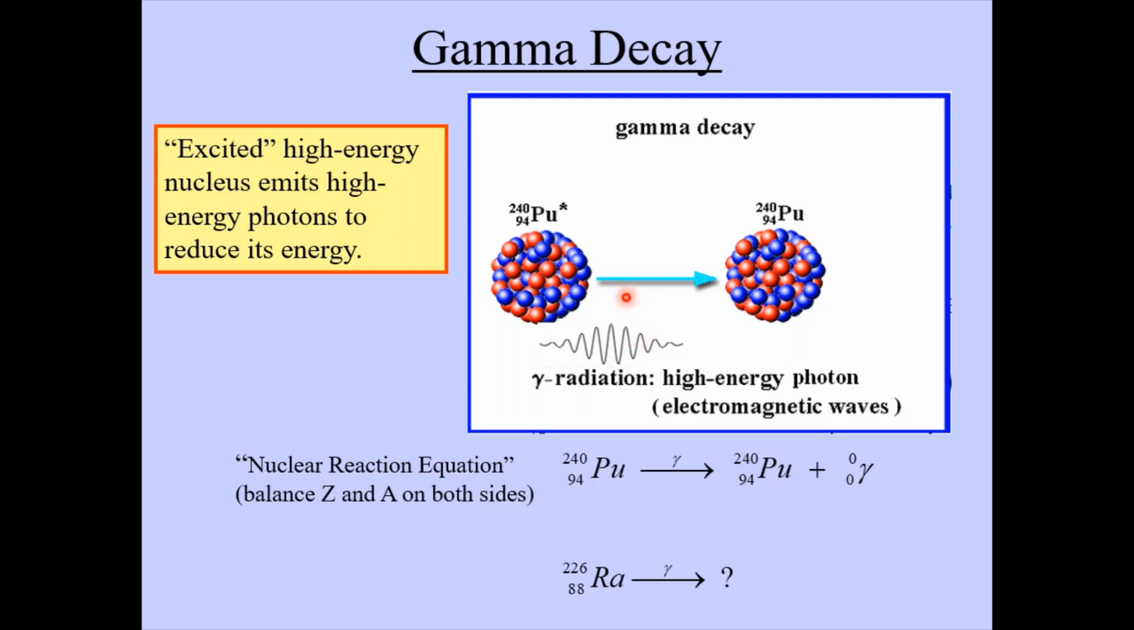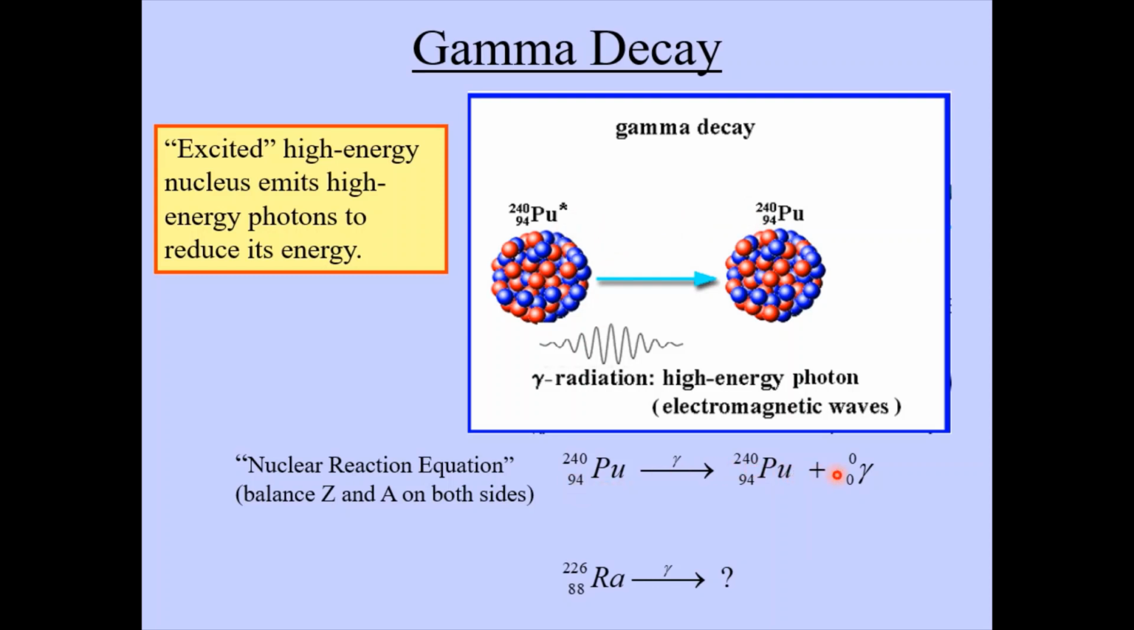So what happens here, since a photon has no charge, it has no protons, no electrons, and no neutrons, it's something completely different, right? It's a photon. It's a little bundle of energy. This original nucleus doesn't change at all. All right, it still is plutonium-240 and 94. None of the numbers change.